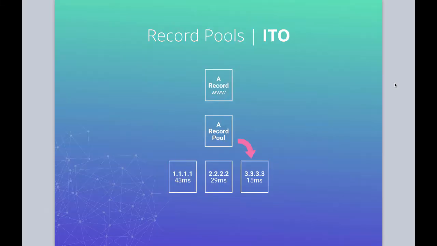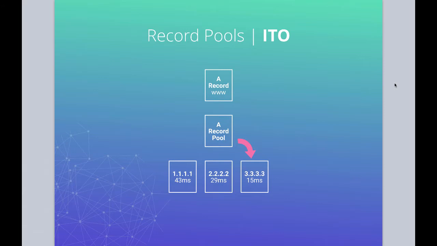All right, so now we're going to get into one of our newest features, which we're really excited about. We're calling it ITO, Internet Traffic Optimization. And what this does is it's a kind of record pool. Instead of pointing to endpoints at random, we'll actually use associated monitoring checks for each one of these endpoints and determine which one is the fastest, and then only return the fastest endpoint. And if you have a bunch of endpoints, you can actually specify more than one endpoint to be returned.